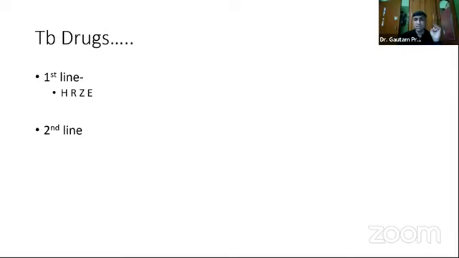For medication, the first line has 4 drugs, HRZE, and always try to give your drugs according to the body weight of the patient. To remember the HRZE doses, it is 5, 10, 25, 15. H is INH, isoniazid, R is rifampicin, Z is pyrazinamide, E is ethambutol. So 5 milligram per kg body weight for isoniazid, 10 milligram per kg for rifampicin, 25 milligram per kg for pyrazinamide, and 15 milligram per kg for ethambutol and streptomycin.